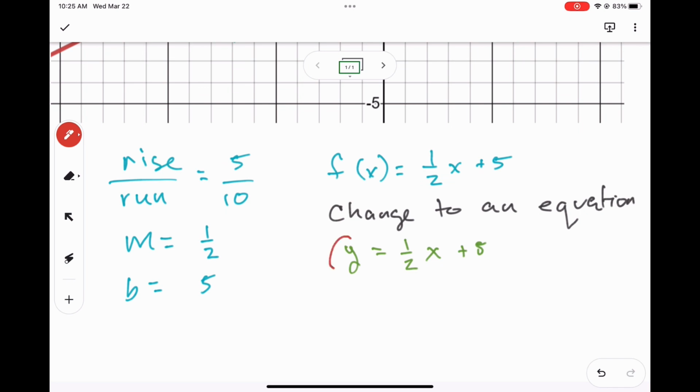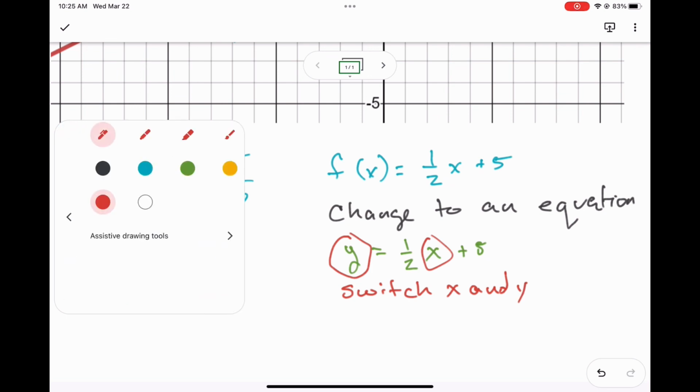Now we circle the x and y to remind ourselves what we need to switch. And when we do that, by switching the x and y, we get a new equation of x equals 1/2 y plus 5.